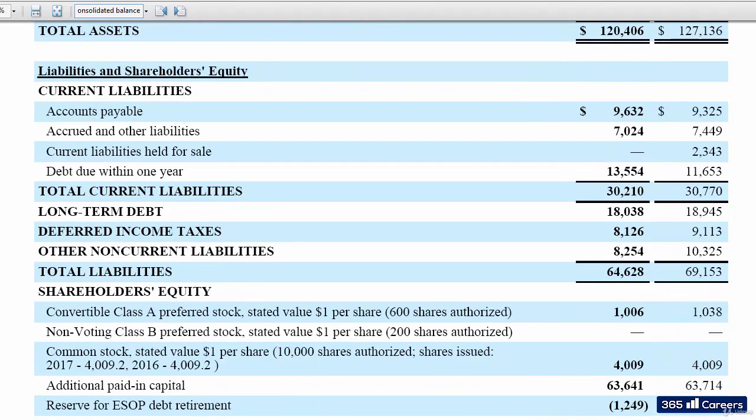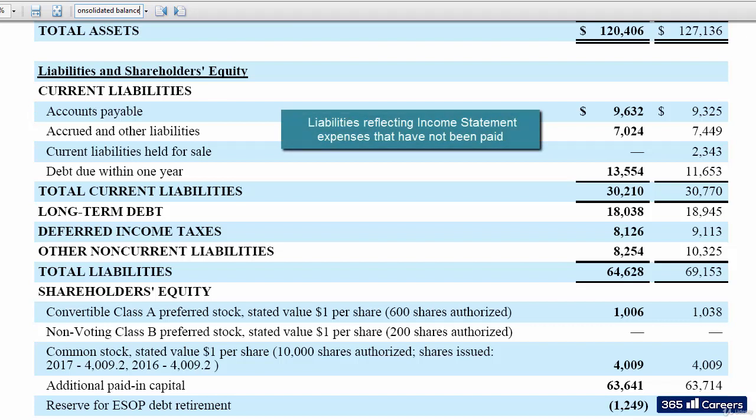Okay, here we go. We have accounts payable, accrued and other liabilities, liabilities held for sale, and debt due within 1 year. In our previous lesson, we talked mostly about accounts payable, also known as trade payable. Accrued liabilities are liabilities that reflect expenses on the income statement that have not been paid.